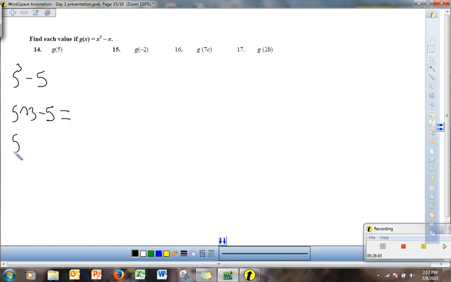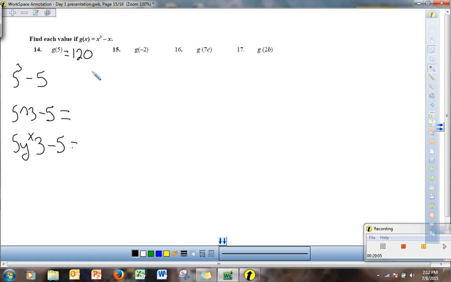Some of you will go 5, and you should have an x to the y or y to the x key. So you'll go 5, y to the x, 3, minus 5, equal. If you want to make sure you're using your calculator correctly, you could pause the video and run it through real fast. You should get 120.